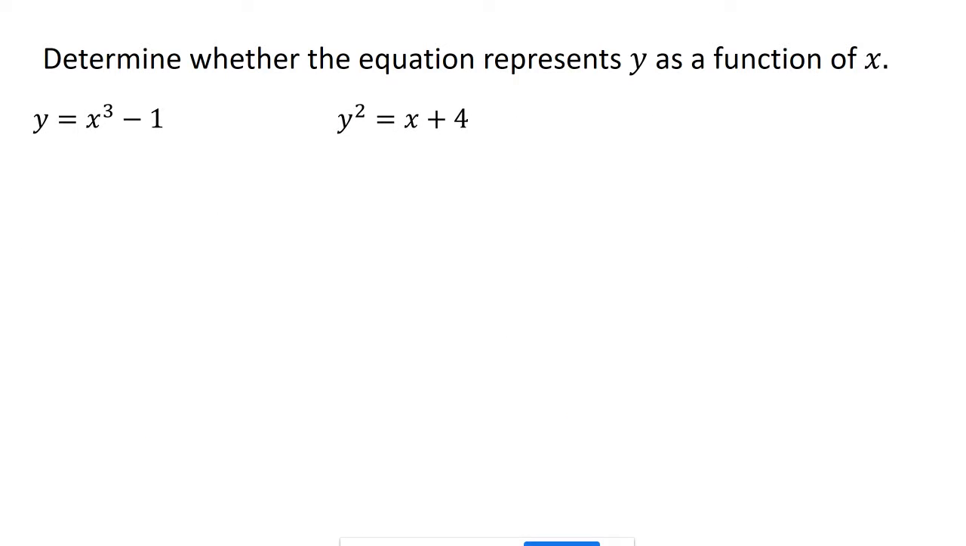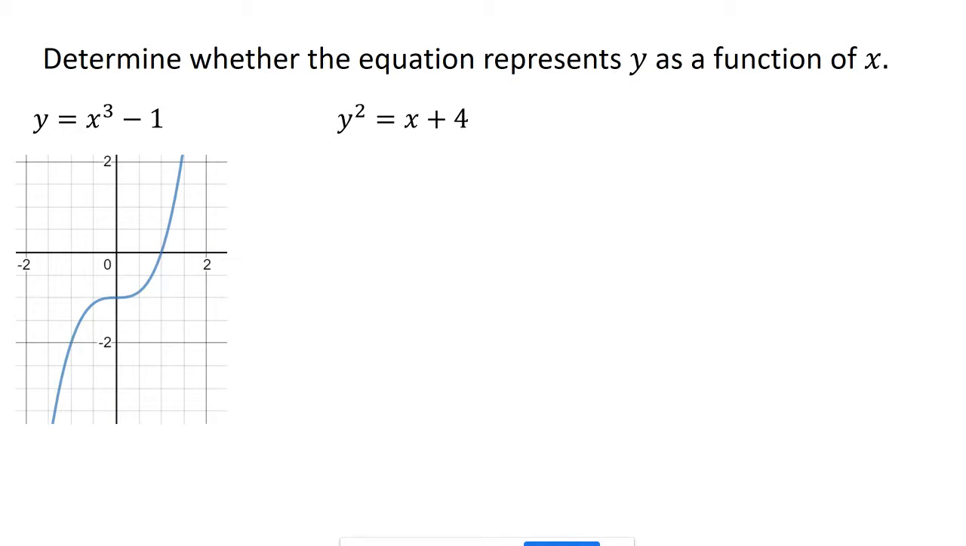Okay, so y equals x cubed minus 1. Same thing, this is cubic. If we apply the vertical line test, it touches in one place, so yes. The next one, I'm going to go ahead and work it out algebraically, because it looks a little different than what we are used to. Normally the 2 is on the x and not the y.